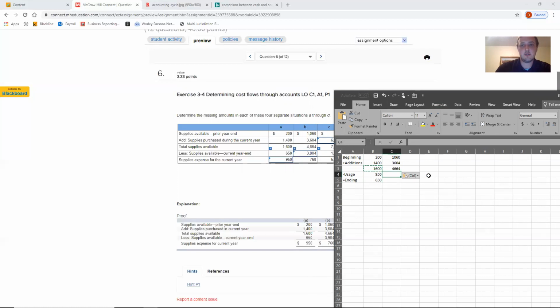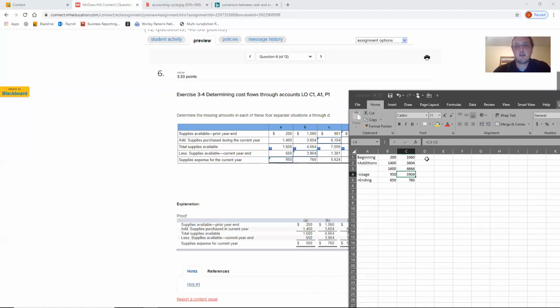Here they tell you, so it's 60. 3904 is in the middle. Here, supplies there. They don't tell you that one, but they tell you that the total available is that amount. So we're just going to take that minus that. And then, again, at the end of the year, it was 1381. So the amount used is 5624.